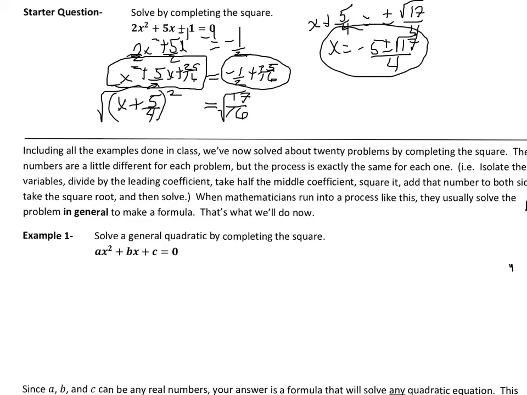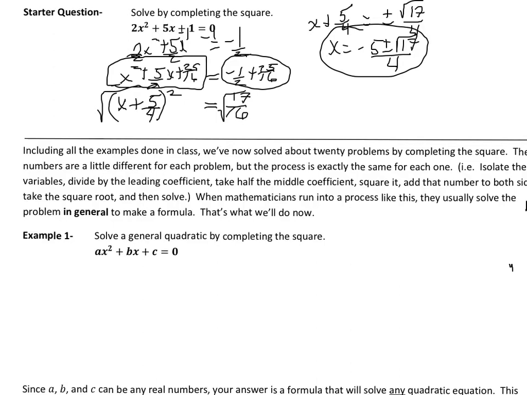Including all of this, we've probably done about 20 problems by completing the square, so hopefully at this point we're pretty good at it. The process is exactly the same for each one. The numbers are a little different, you might have to divide by something, and then we get some nasty fractions, but you can handle these pretty well right now. That's a pretty tough completing the square problem, and you nailed it. That was good.